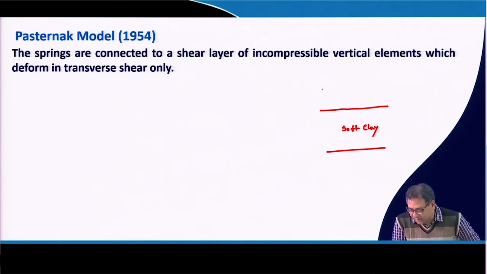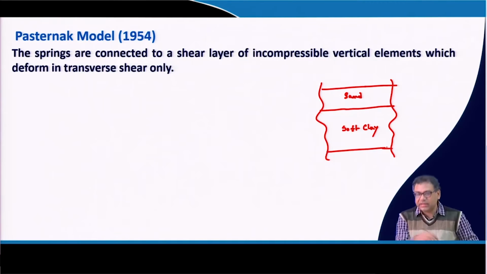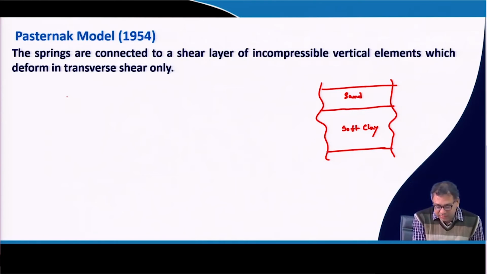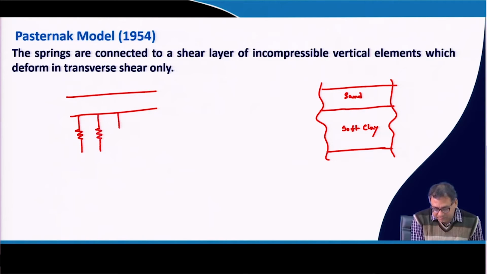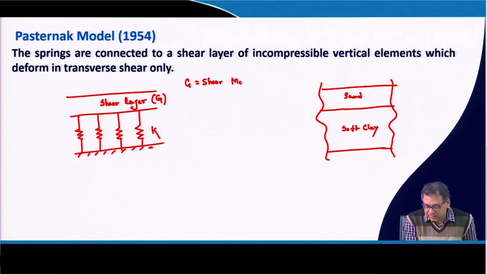So, now if we do that kind of situation, that means this is a sand layer, and then we place the foundation over there. So, this situation can be represented by this model. So, what is that model? In this model, these springs are connected with a shear layer. Okay, so these are springs with K, the spring constant or subgrade modulus. This is a shear layer, whose shear modulus is G. So, K is the subgrade modulus, G is the shear modulus, and H is the thickness of the shear layer.